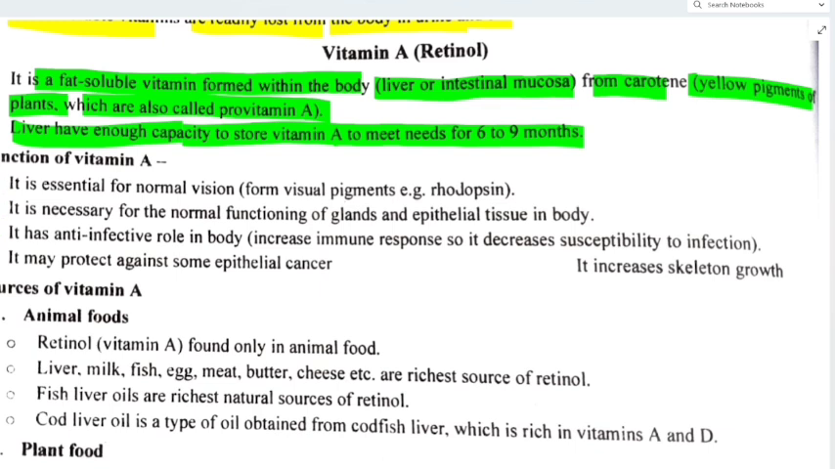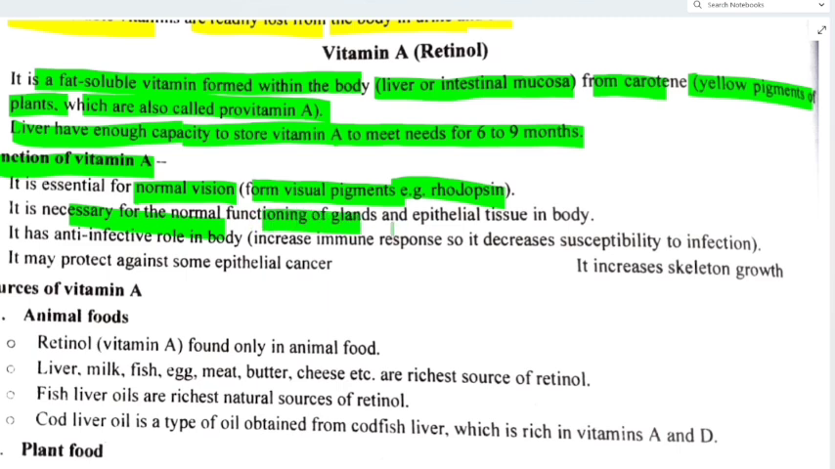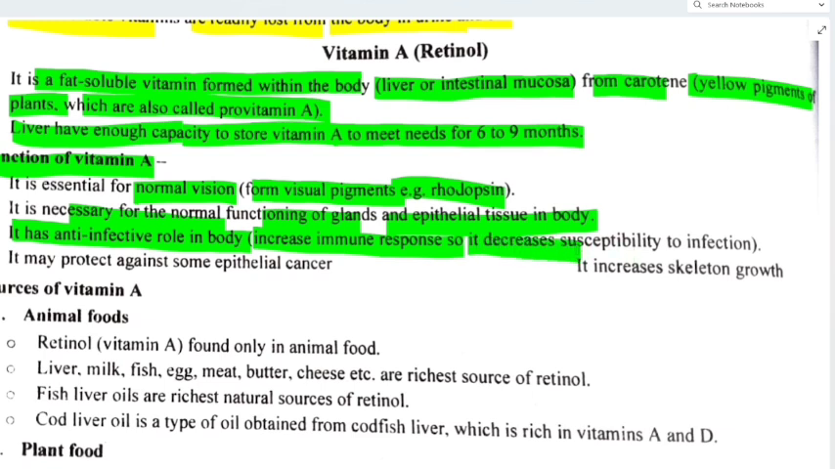Now function. What are the functions of vitamin A? It is very essential for normal vision. Form visual pigments, example is rhodopsin. Then it is necessary for the normal functioning of glands and epithelial tissue in the body. It has an anti-infective role in the body, that is it increases immune response. So it decreases susceptibility to infection. It may protect against some epithelial cancer also. It increases skeletal growth.